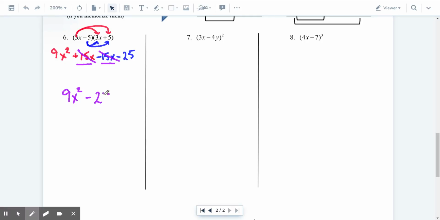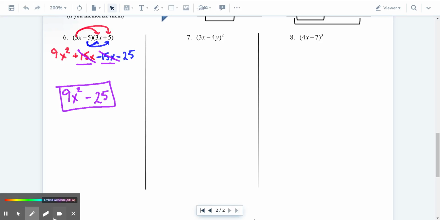So that's what makes this product special. We had terms in the middle that canceled. That's all that was special about it. Now, you can notice what made that happen. If you look up here, these two sets of parentheses were copies of each other. They both have a 3x and a 5, but one has a minus sign, one has a plus sign. Anytime we see that, we should expect that terms will cancel. And that's what makes that one special.